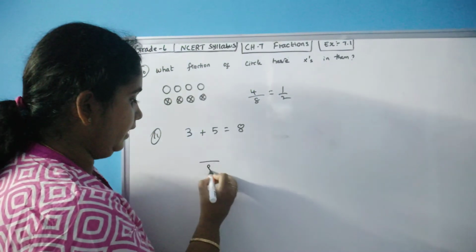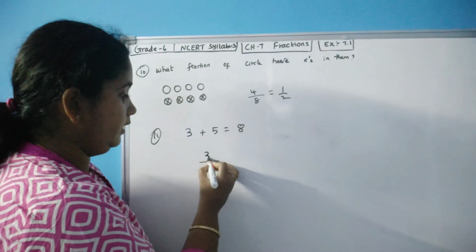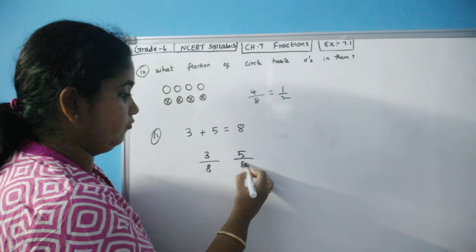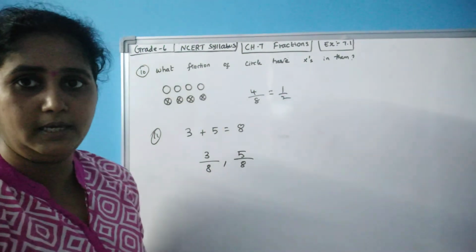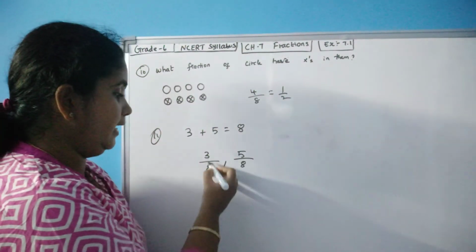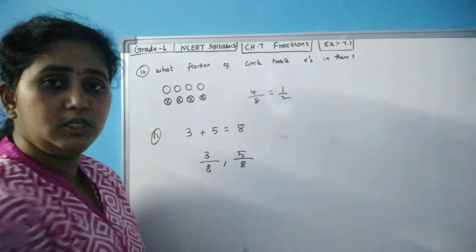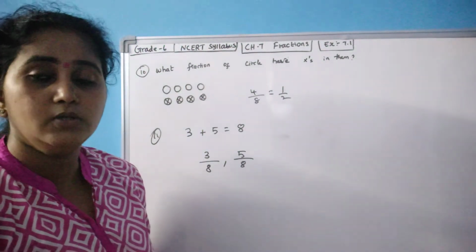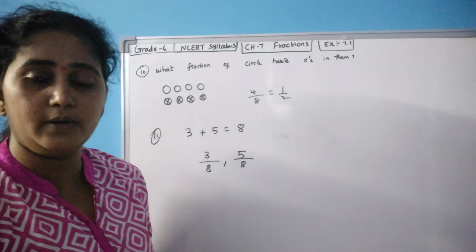See, out of 8, how many did she buy? She bought 3 and 5 came as gifts. So 3 by 8, 5 by 8. Did you understand? 3 by 8 she bought, 5 by 8 she got as gifts. So with this, your exercise 7.1 is completed.